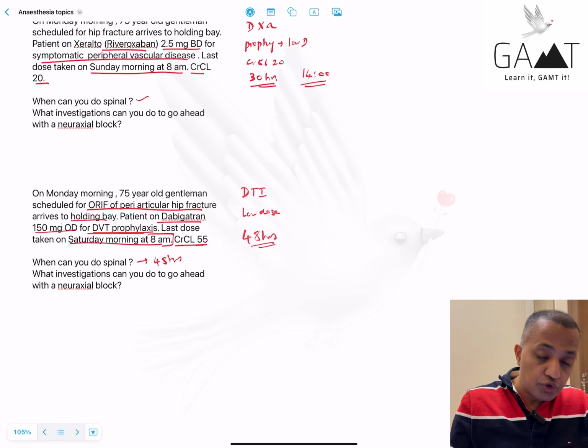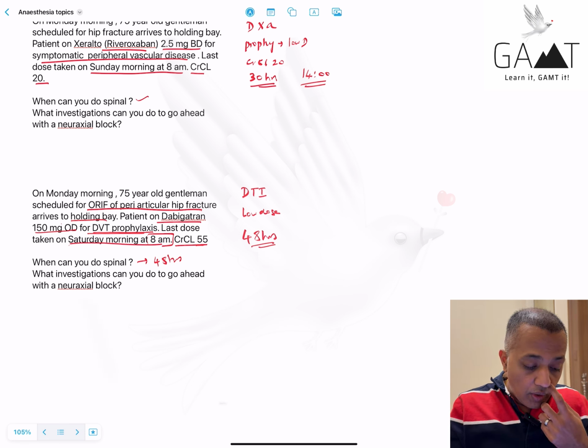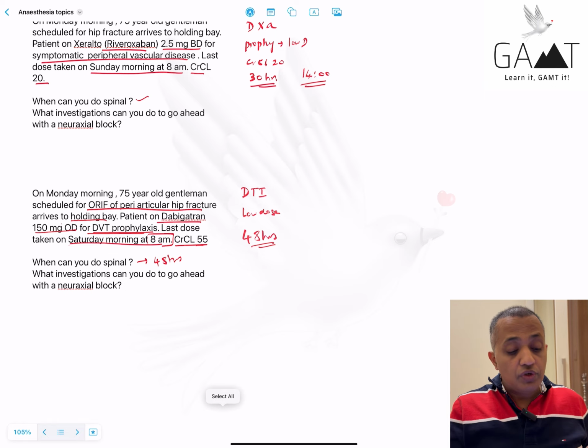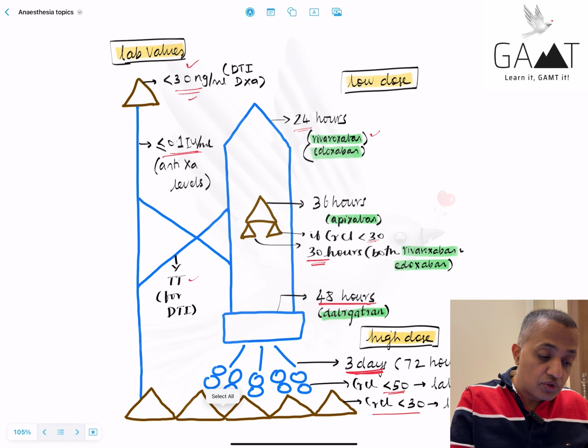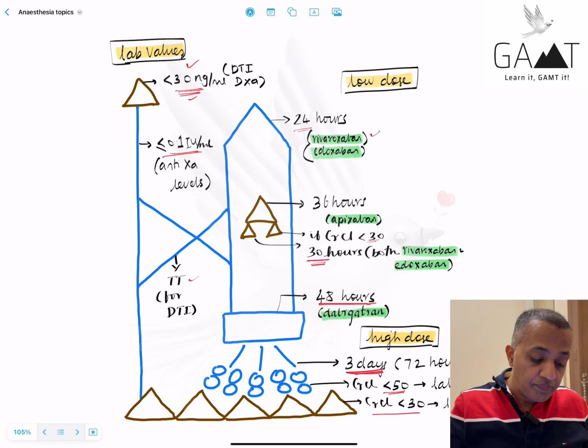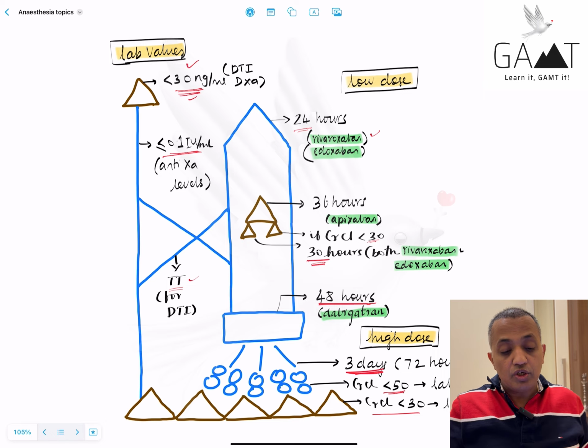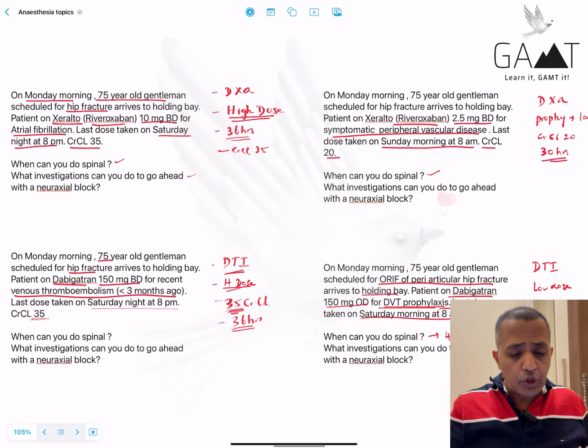Okay. When can you do spinal? You can do spinal straight away. What investigation can you do to go ahead with neuraxial blocks if you don't know the timings and the patient is on direct thrombin inhibitors? The two investigations you can do are as before. One, you can use drug levels, which is 30 nanograms per ml, or you can use thrombin time. There you go.